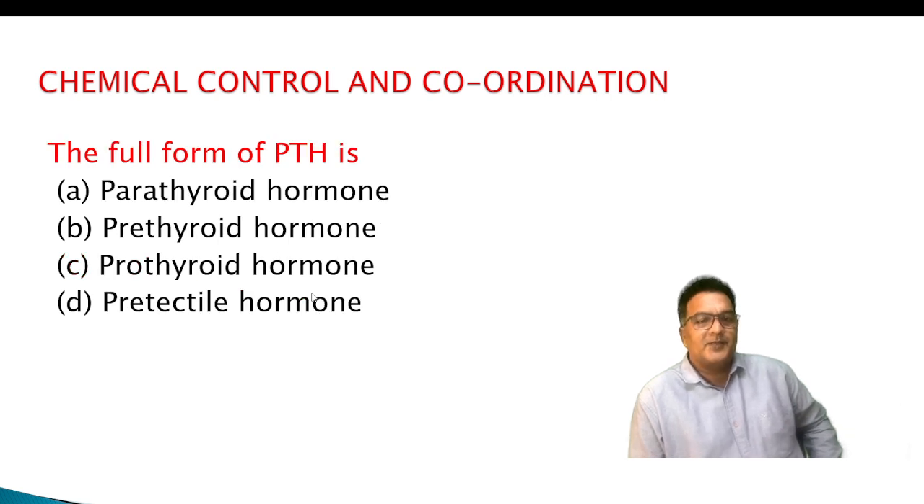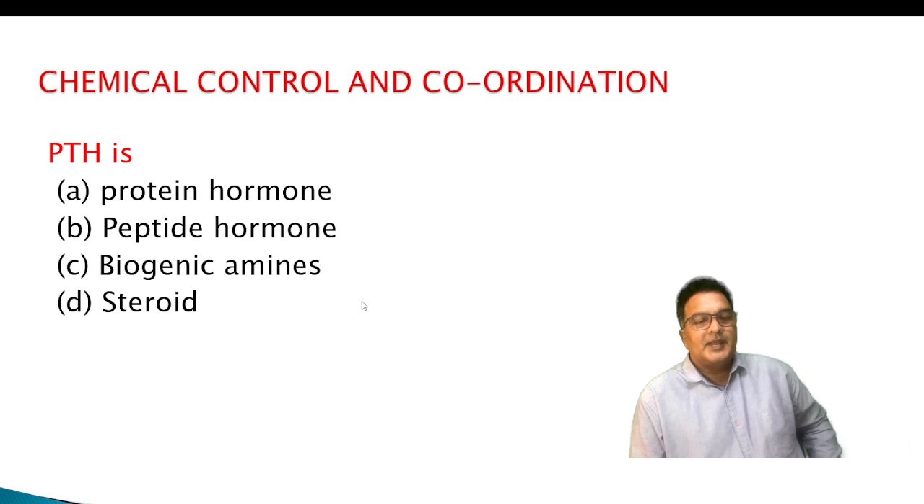The full form of PTH is parathyroid hormone, prethyroid hormone, prothyroid hormone, protectile hormone. The full form of PTH is parathyroid hormone. PTH is a protein hormone, peptide hormone, biogenic amine, steroid? PTH, parathyroid hormone, is a peptide hormone.